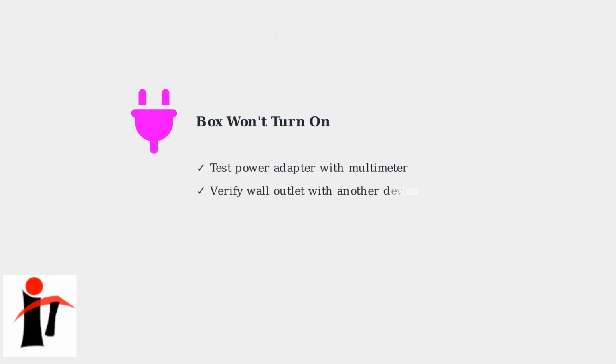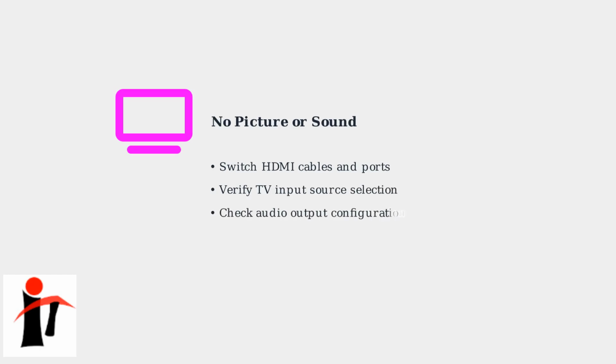If your TalkTalk box won't turn on at all, the issue is likely power-related. First, check if the power adapter is functioning correctly by testing it with a multimeter or trying a compatible replacement adapter. For picture and sound issues, the problem often lies in the connection between your box and TV or in the audio output configuration. Check your TV's input settings and ensure you're on the correct HDMI channel.